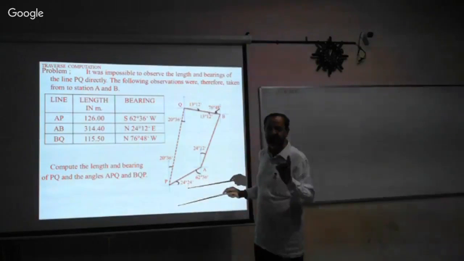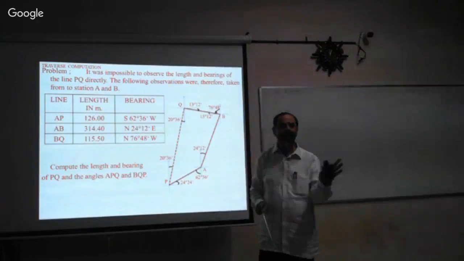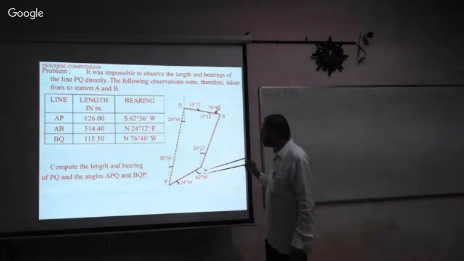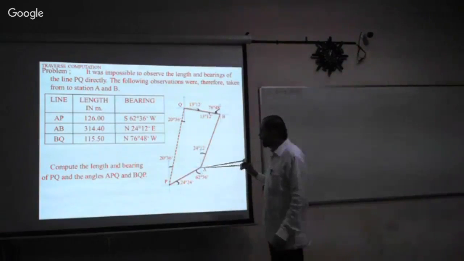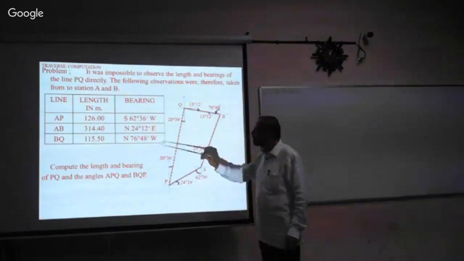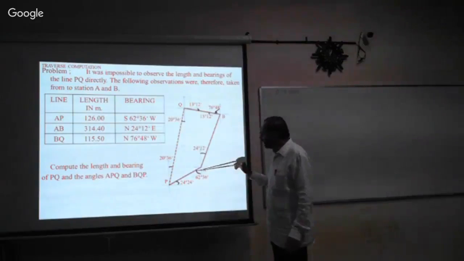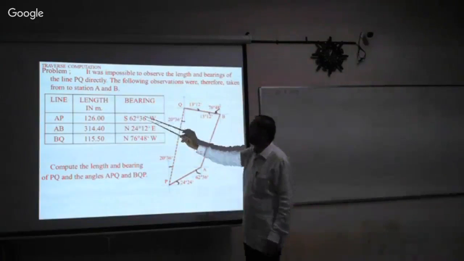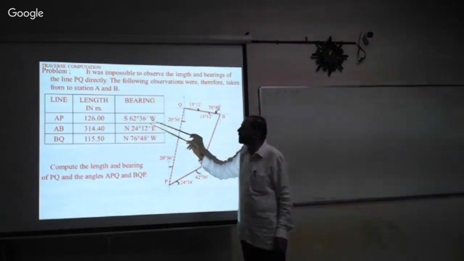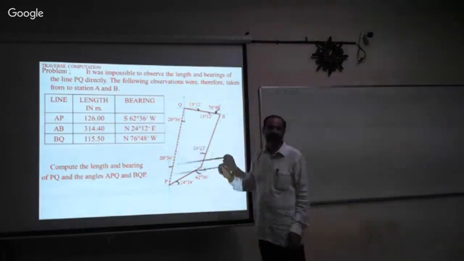First, understand the problem. Once you understand the problem, definitely it is possible, very simple, and you can solve this. Now, A to P is observed and measured. A to P is 126 meter long, and the angle measured is in the south to west quadrant of the bearing system: 62 degree 36 minutes southwest.